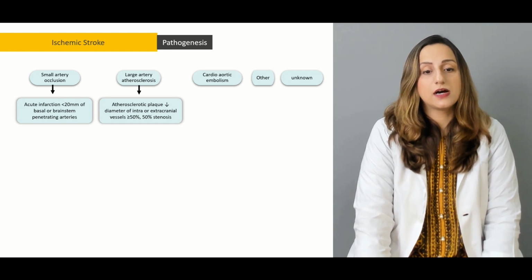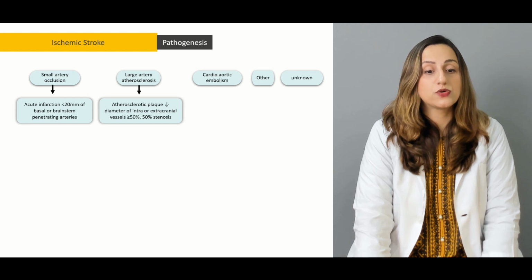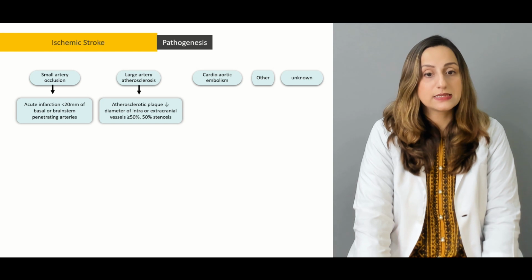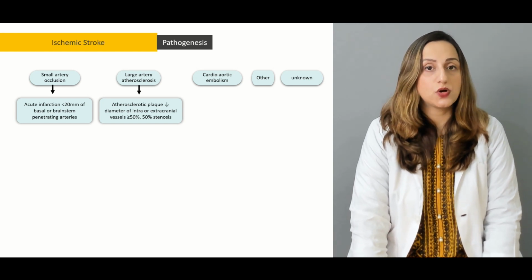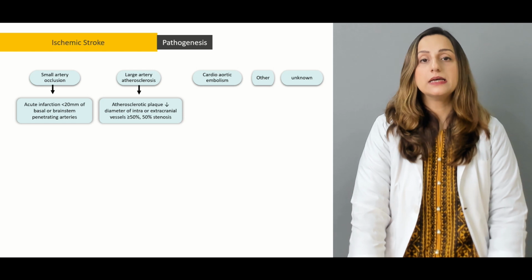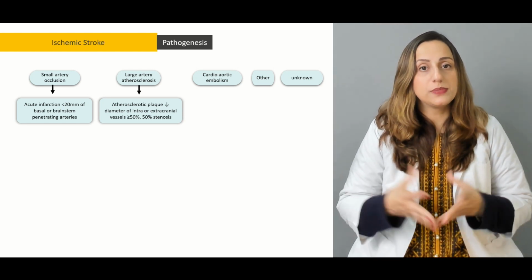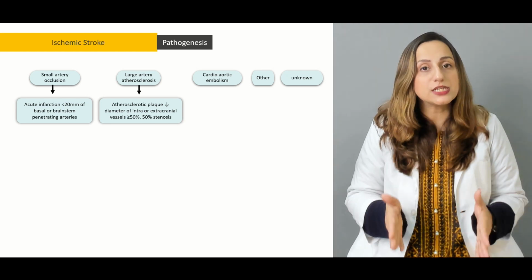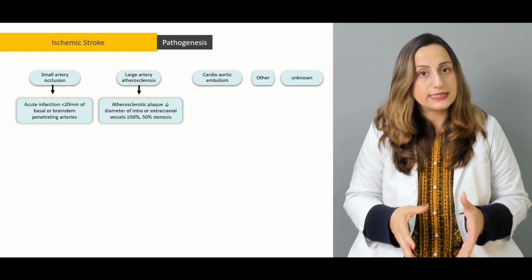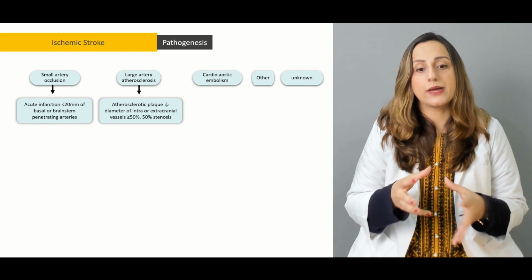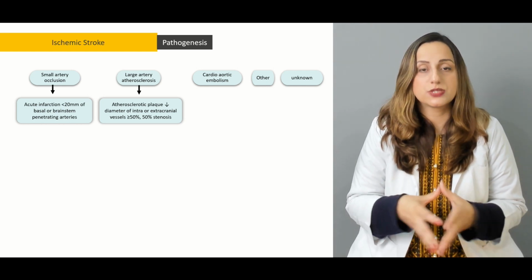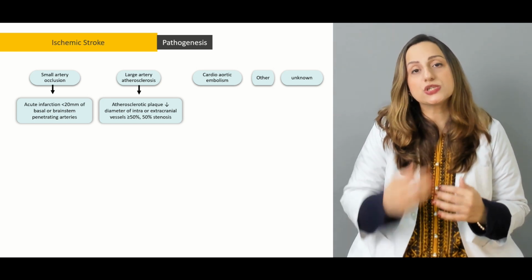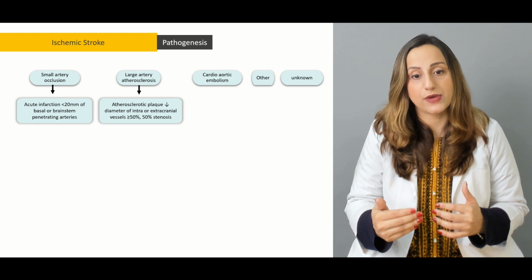Then we can have the large artery atherosclerosis, atherosclerotic plaques with less diameter of intra and extracranial vessels, more than or equal to 50% stenosis. So whenever you carry out these Dopplers on the carotids of the neck, they're going to give you the exact percentage of the arteries that are occluded by that thromboembolic plaque that is present over there. So if it's 50%, that is a danger sign. That means that it can be dislodged towards the microvasculature of the brain.